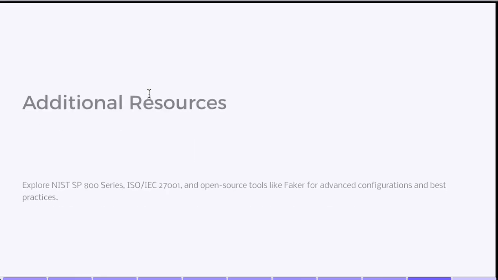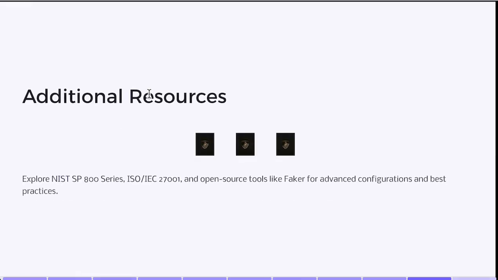For more details on advanced configurations, do refer to or explore the NIST SP 800 series guides on encryption, access control, and key management, ISO/IEC 27001, the global standard for information security management, and open-source tools, for example Faker or Regex scripts, like we already discussed. Staying updated on best practices from these resources ensures your Gen AI data stays secure and compliant.